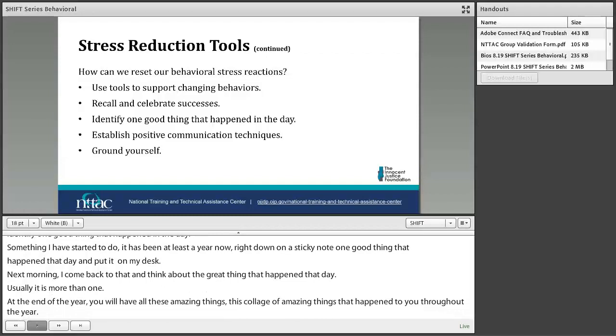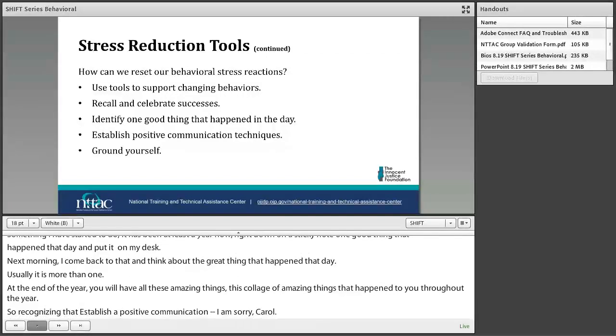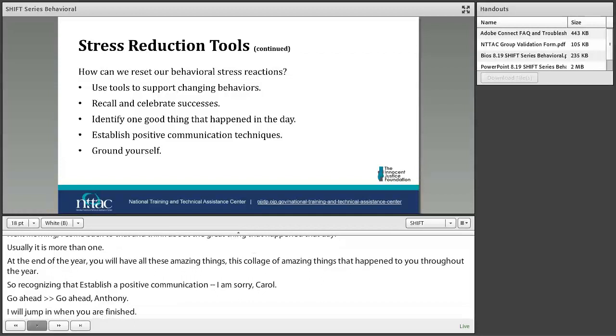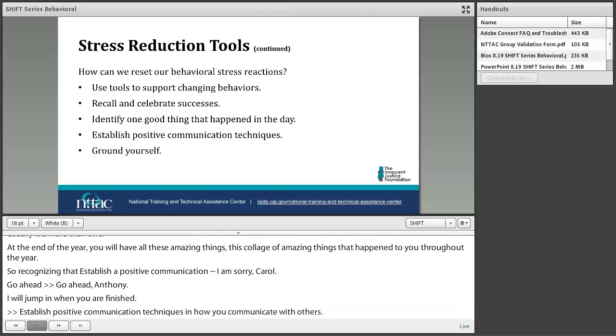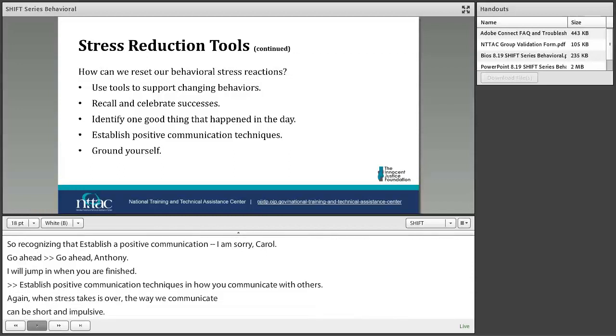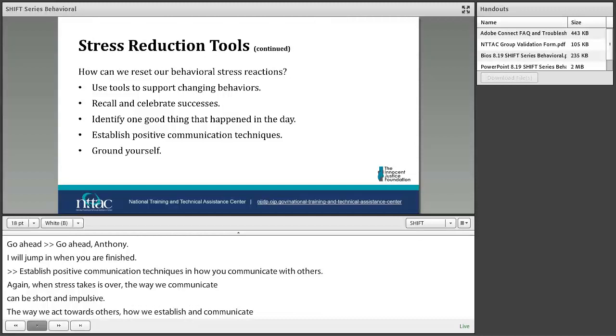Establish positive communication techniques in how you communicate with others. When stress takes us over, the way we communicate could be short and impulsive, and the way we act towards others. Sometimes we communicate differently with our family than we do with strangers, so we need to practice that. How would you communicate with a stranger? Would you tell a stranger something that you would tell a family member? We want to communicate in a positive way.